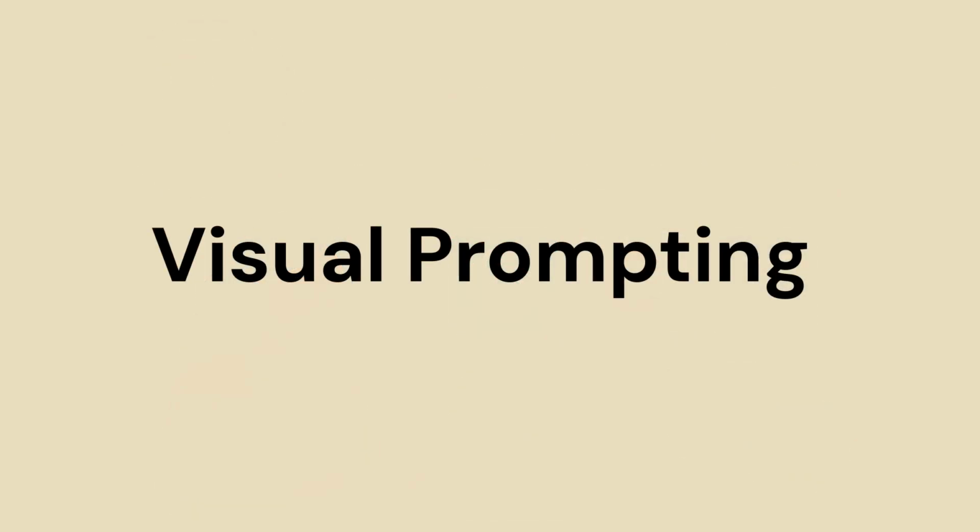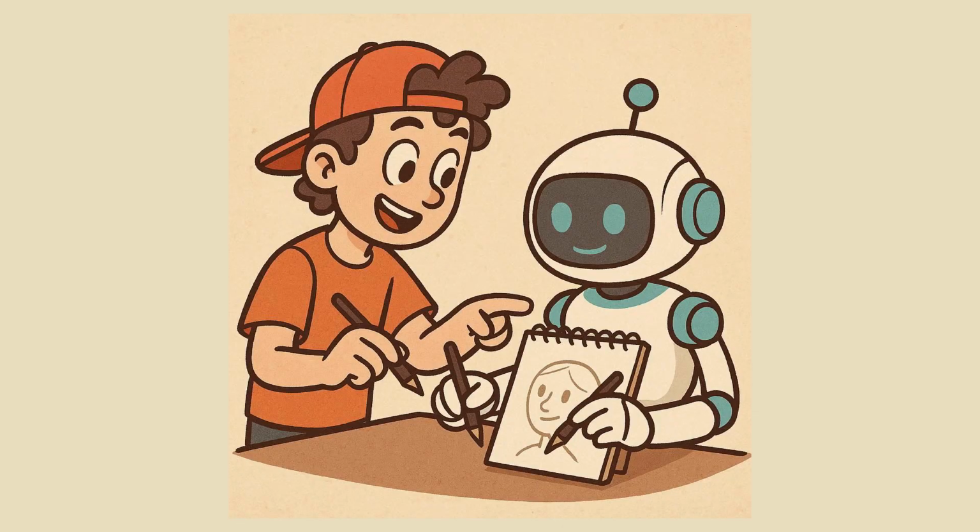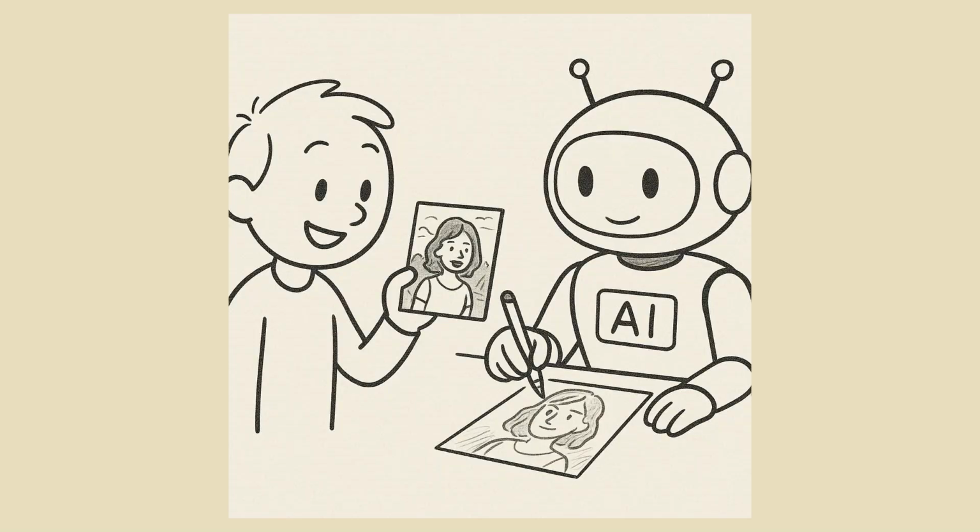Have you ever tried describing a person to a sketch artist? Words help, but a photo makes it instant. In the same way, when you combine text with images, you unlock a whole new level of clarity with AI.